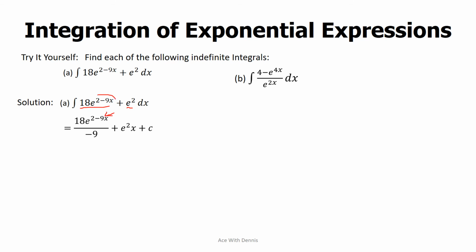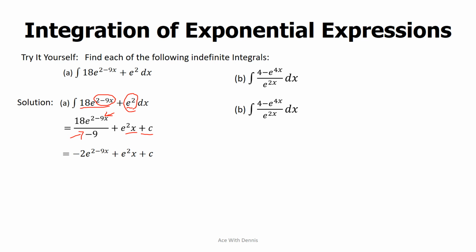Then we differentiate 2 minus 9x, we get negative 9. We put it at the bottom, so it's over negative 9. And as I said just now, e squared is a constant, so when we integrate a constant, it becomes e squared x, plus c. The next step, simplify, we get negative 2e to the power of 2 minus 9x plus e squared x plus c.